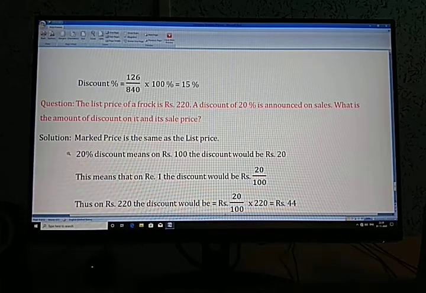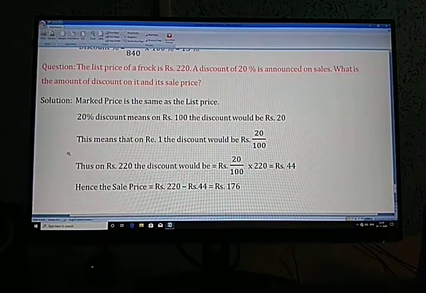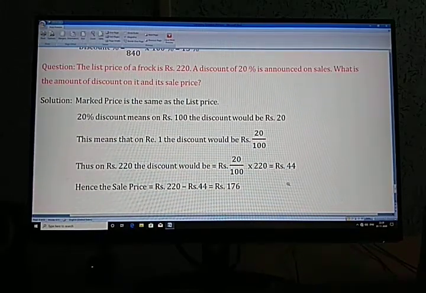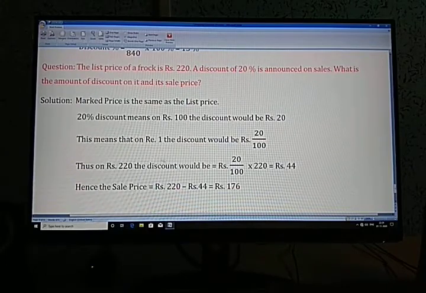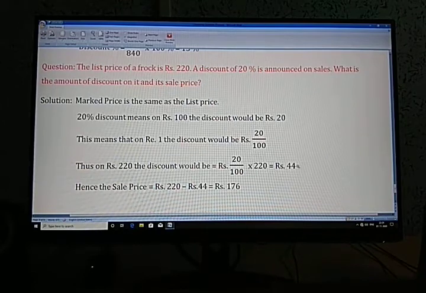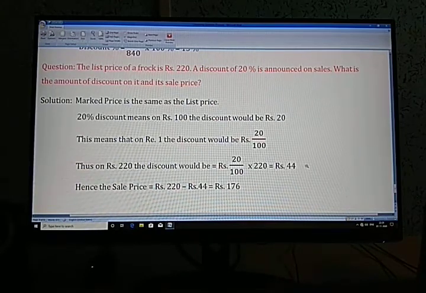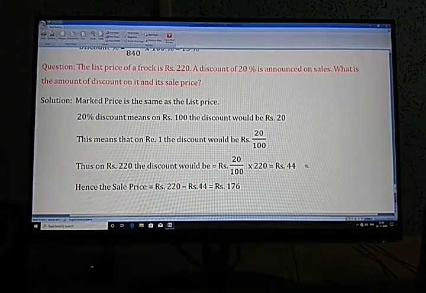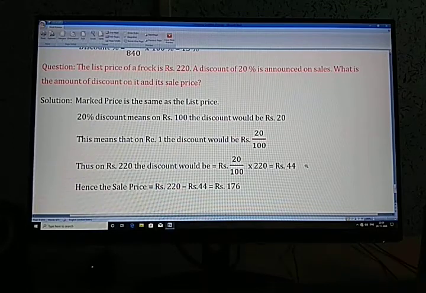This is actually done by the unitary method. The method I have used here is the unitary method, although I have not mentioned it here. So from here we got the discount amount, that is 44 rupees. This much discount is given on that item, the frock.